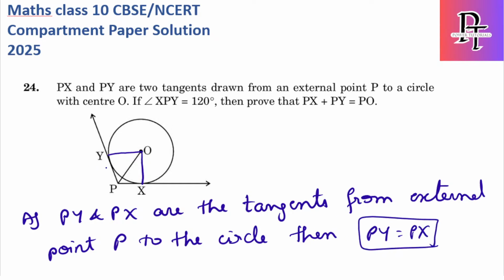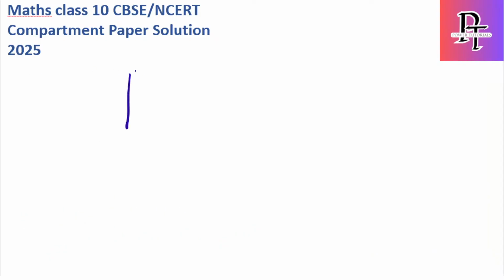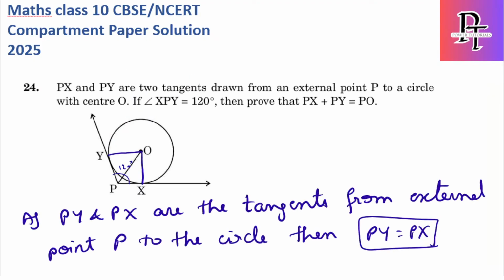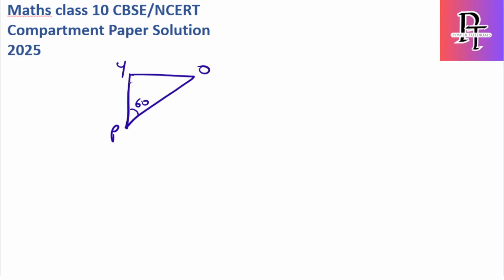Okay, now consider the triangle. The angle I mentioned, XPY, this whole angle is 120 degrees, then it will bisect equally. So I'll just take the triangle OPY. This angle will be 60. This is a tangent, so this angle will be 90. So this angle POY is 180 minus 60 minus 90, so this angle is nothing but 30 degrees.